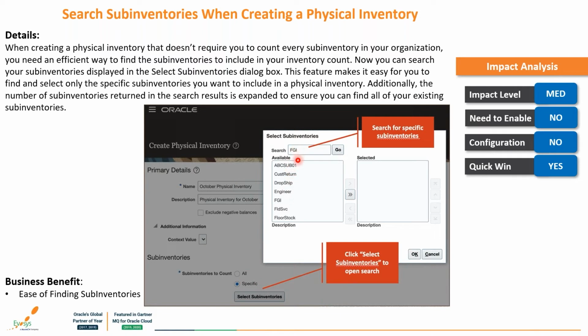So he or she can search the specific sub inventory from here and add it to the selected box, click OK, and those will be listed down as the selected ones. So overall, the business benefit which one would get by this feature is ease of finding the sub inventories while creating the physical inventory process. Overall, it's a medium impact. It does not require any configuration, plus it's a default feature as well.